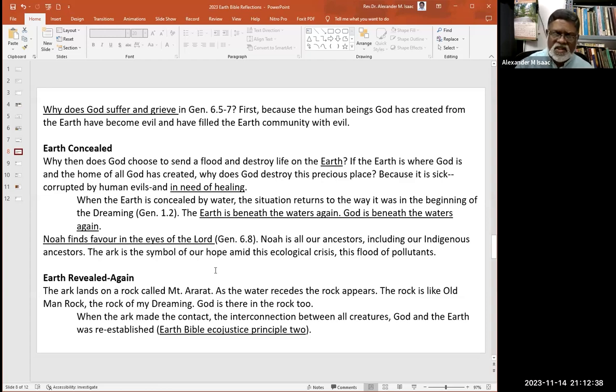As the water recedes, the rock appears. The rock is like Old Man Rock. Remember the Australian Bengaluru rock, the rock of my dreaming. God is there in the rock too. Otherwise it was flooding, drifting along the waters. Then when the ark made contact with the solid land, the interconnection between all creatures, God and the earth was re-established. Therefore, this is a Bible eco-justice principle too.